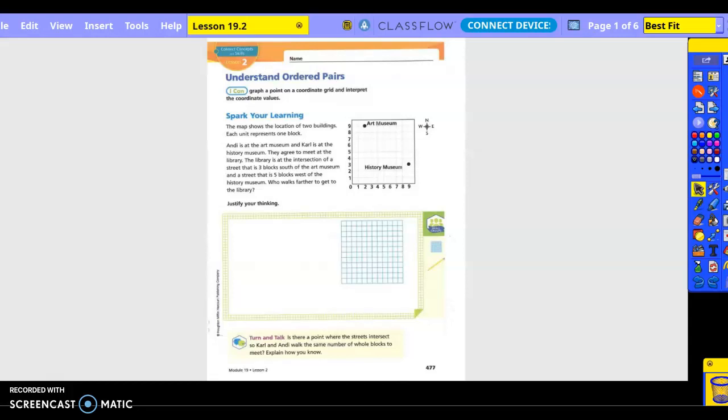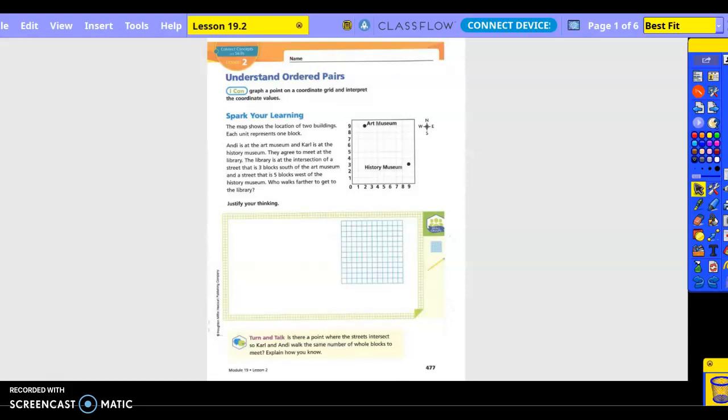The library is the intersection of a street that is 3 blocks south of the art museum and a street that is 5 blocks west of the history museum. Who walks farther to get to the library? Okay. So what we're going to do is they gave us this, and we can replot the history museum and the art museum, but we're just going to use the one they already gave us.